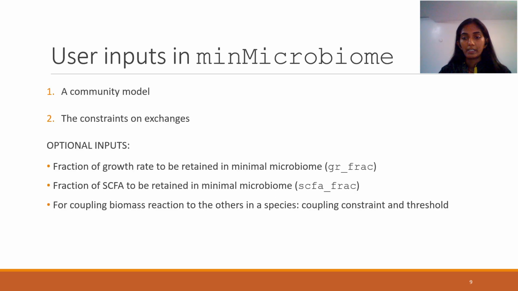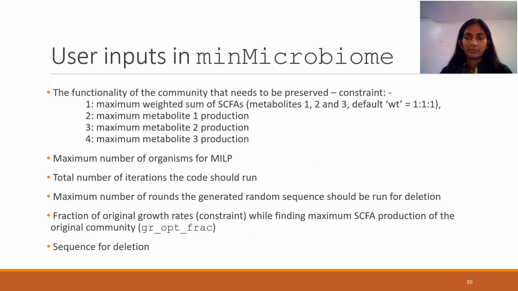We have this coded and it's available on our GitHub page. The code is quite flexible and allows the user to input a lot of the parameters that were discussed earlier. The mandatory inputs for running the algorithm are a community model and the constraints on exchanges to identify the diet of the community. The optional inputs are growth rate fraction, SCFA fraction, the coupling constraints.